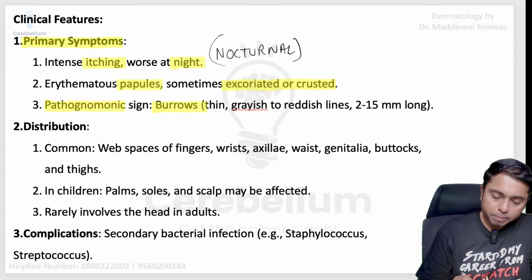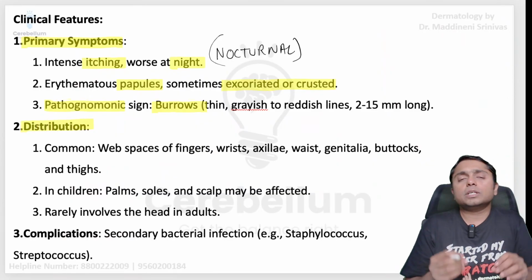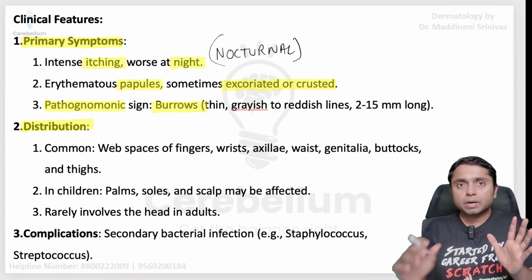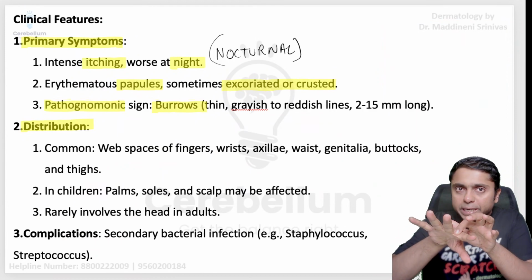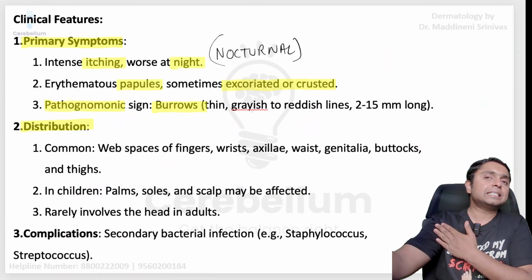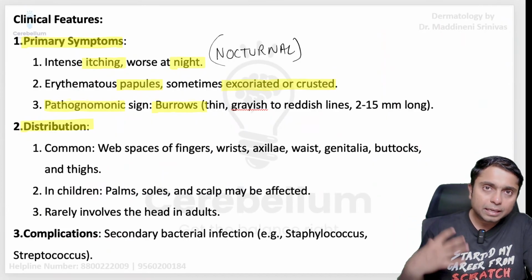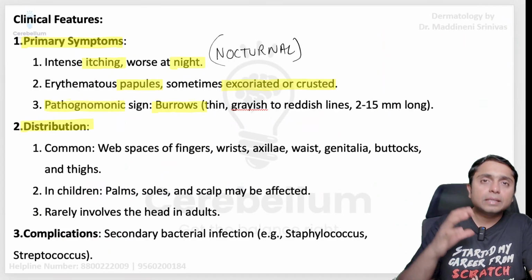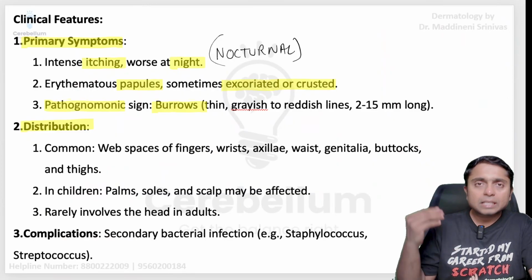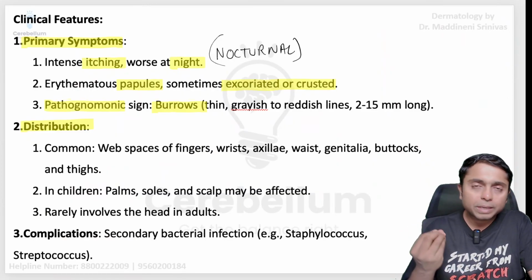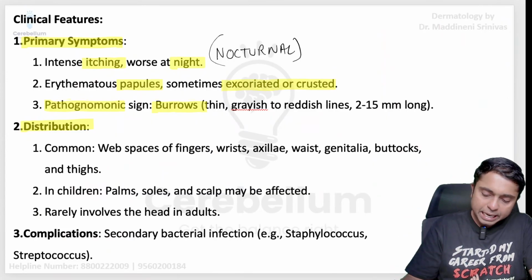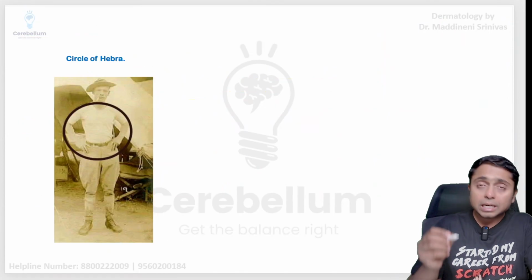Which is made by this mite. And coming to the distribution, where are these lesions predominantly present? Just remember, so in the web spaces, in the wrist, in the antecubital fossa, in the axilla, and in the nipple area, and in the umbilical area and the groin. So these are all the areas where the lesions are going to be predominantly present and itching is going to be predominantly present. And all these areas put together, it forms a circle.